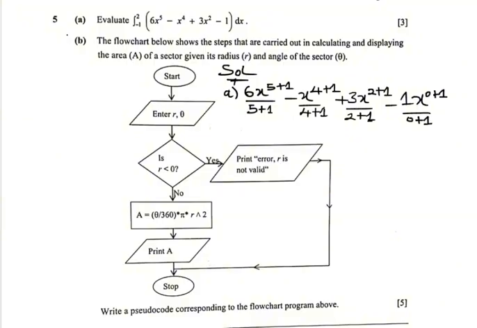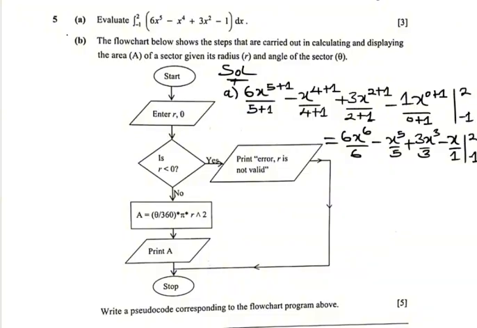The limits we are considering run from -1 to 2. Now we simplify the new expression. We have 6x^6 over 6, then minus x^5 over 5, then plus 3x^3 over 3, then minus 1 times x^(0+1), which just gives x, over 0 plus 1, that is 1. The limits are from -1 to 2.